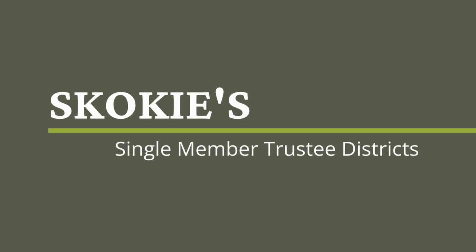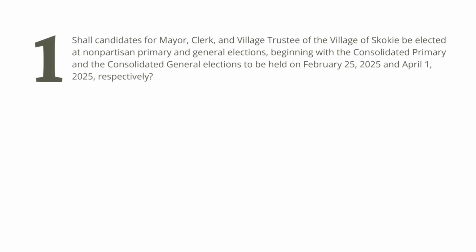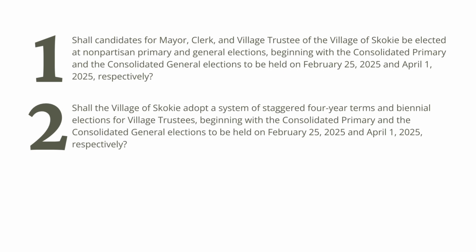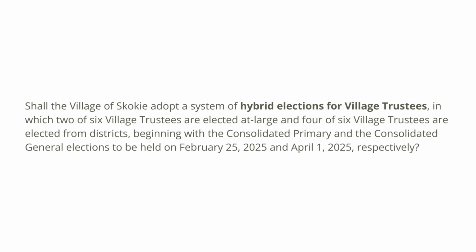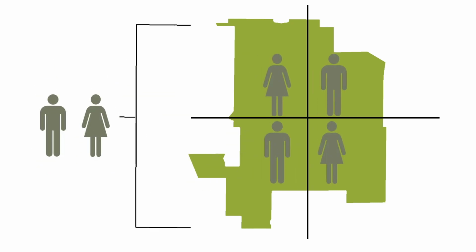On November 8, 2022, Village of Skokie voters approved 3 binding referendum questions to modify the village's electoral process. One of these 3 referendums was to adopt a system of hybrid elections for village trustees, in which 2 of the 6 village trustees would continue to be elected at large, while the other 4 village trustees would be elected from districts.